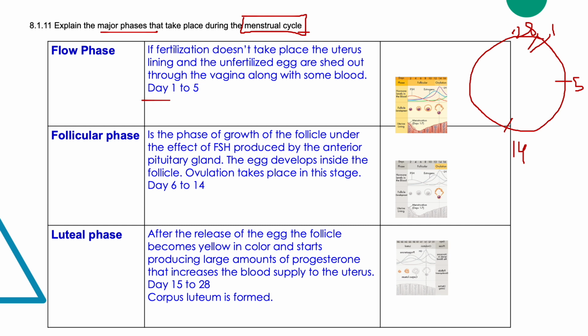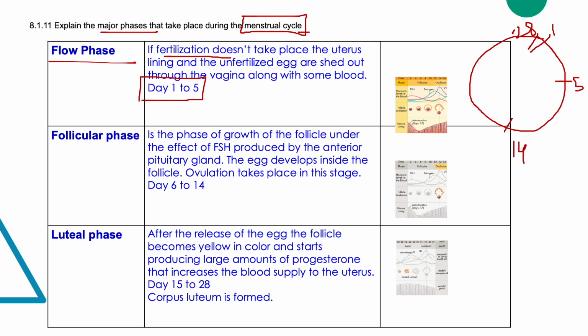So from day 1 to day 5, this is called the flow phase, bleeding or menstruation. So if fertilization doesn't occur until day 28 in the previous cycle, the uterus lining, the unfertilized egg, and everything comes out of the body with the blood.